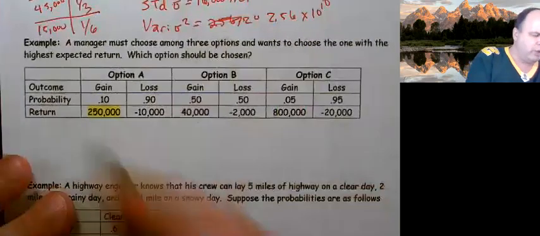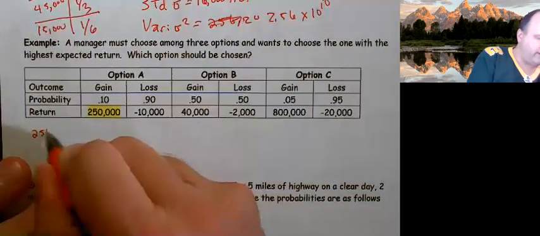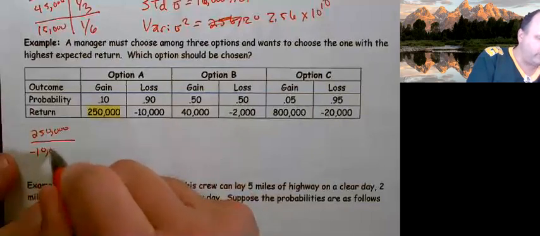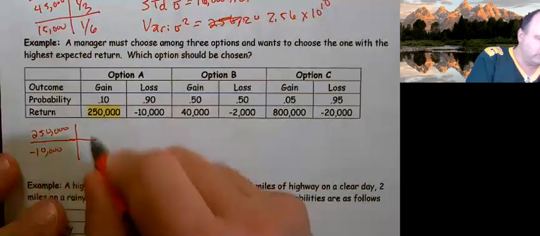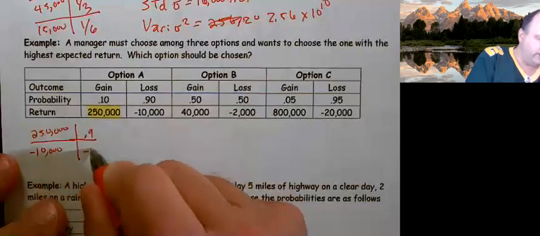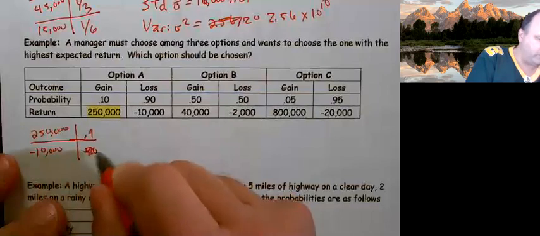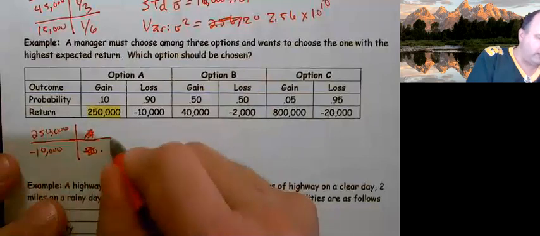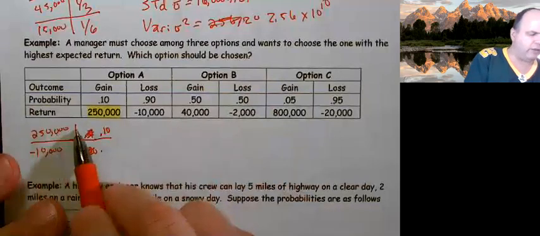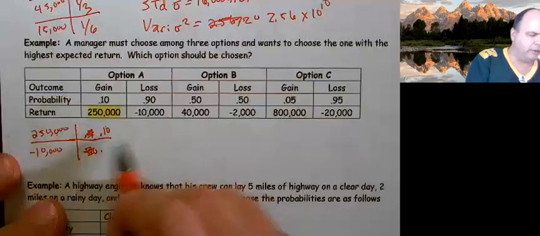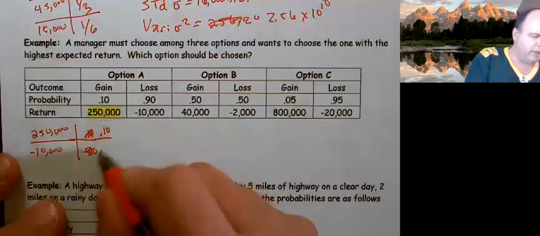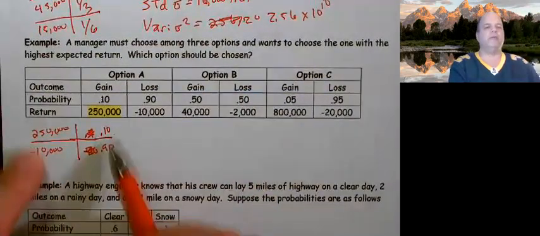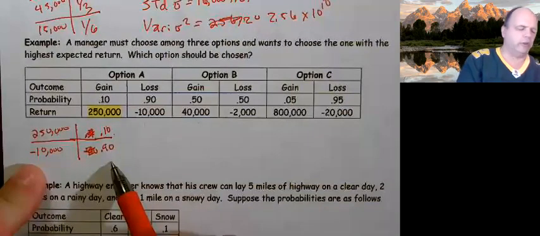So for A, we can get 250,000, or we can lose 10,000. This is 0.9. This is negative. This is 0.10. I swapped those. Be careful. Don't do what I just did. Probability of that is 0.1. The probability of losing 10 is 90%. 10% chance of getting 250, 90% chance of losing 10,000.